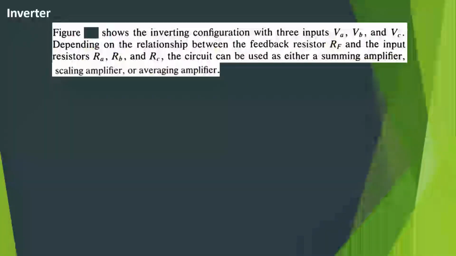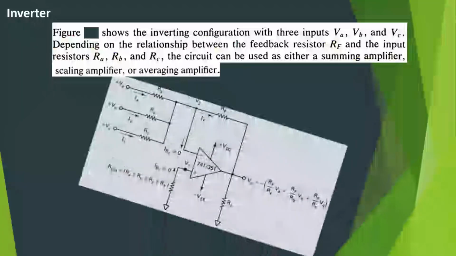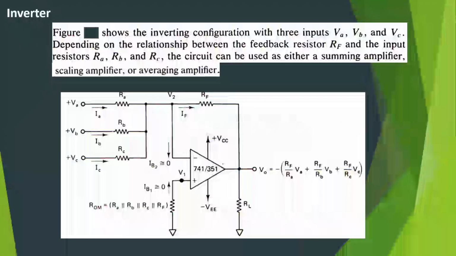Next, inverter. The following diagram shows the inverting configuration with the 3 inputs VA, VB and VC, depending on the relationship between the feedback resistor RF and the input resistors RA, RB and RC. The circuit can be used as either a summing amplifier, scaling amplifier or averaging amplifier.